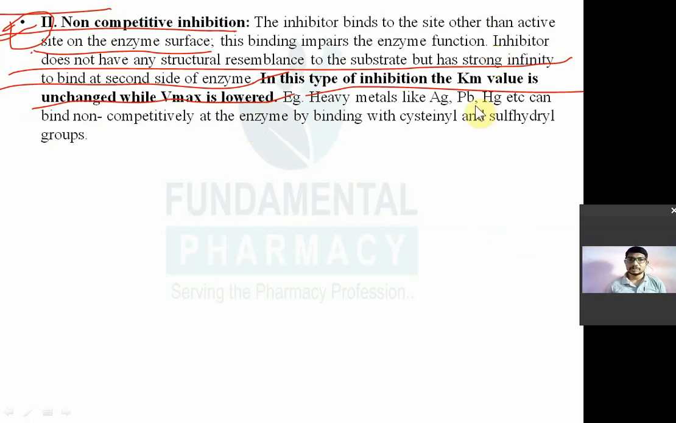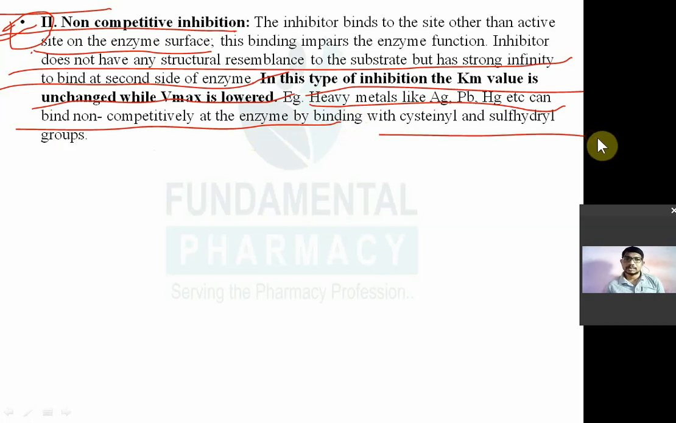Examples of this type of inhibition are heavy metals like lead, mercury, arsenic, etc. They bind the enzyme non-competitively. They do not bind to the active site, they bind to another site. They bind to the sulfhydryl groups of cysteine amino acid residues of the protein and inhibit the enzyme. That is known as non-competitive inhibition.